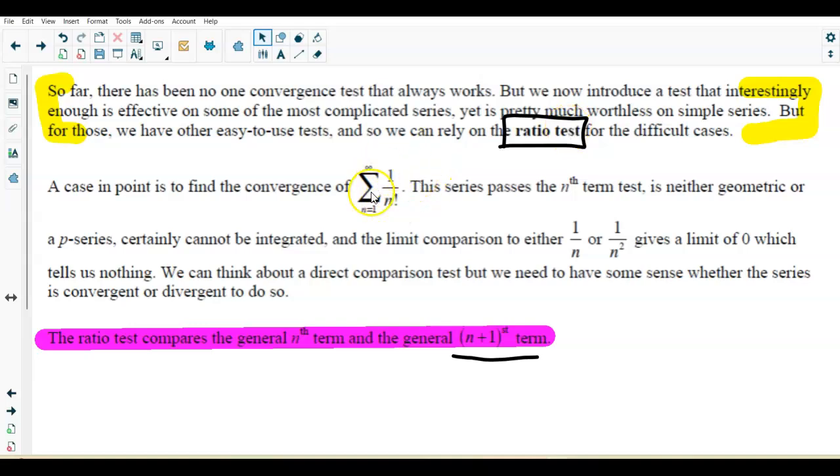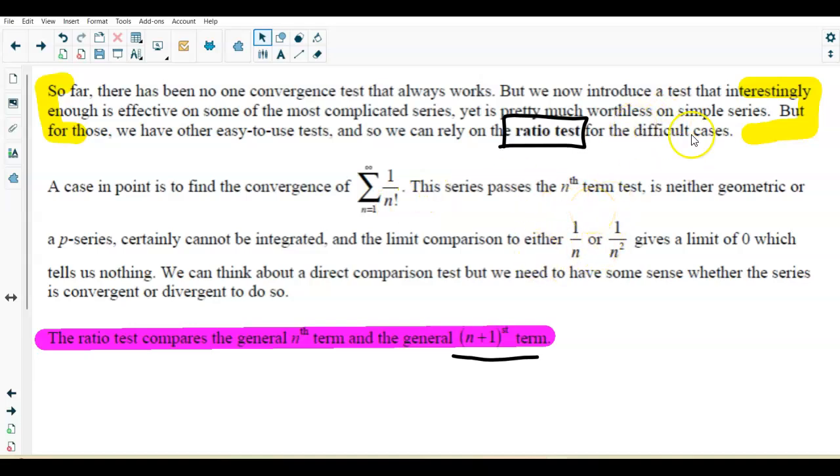But if we think about what's given here, 1 over n factorial, it's hard to pass. It passes the nth term test, but remember, just because it passes that doesn't mean it converges or diverges. 1 over n factorial is not geometric or p-series, so what do we compare it to? Well, it kind of looks like 1 over n, which diverges, but then it kind of looks like 1 over n squared, which converges, but they're not close enough to this factorial to compare to.